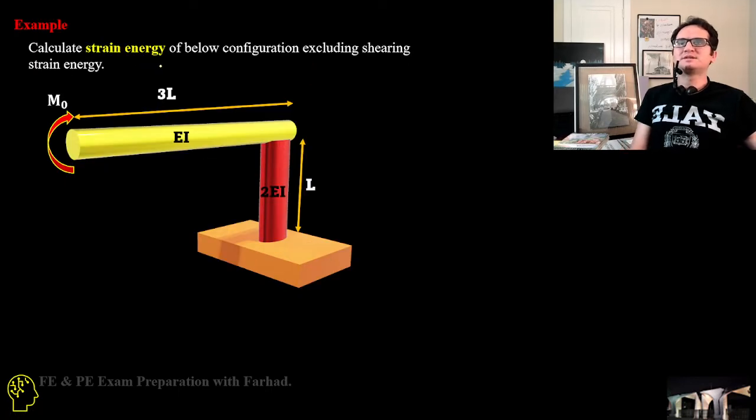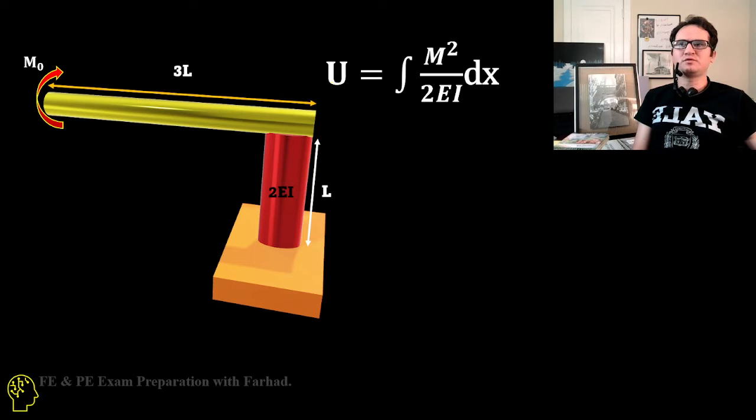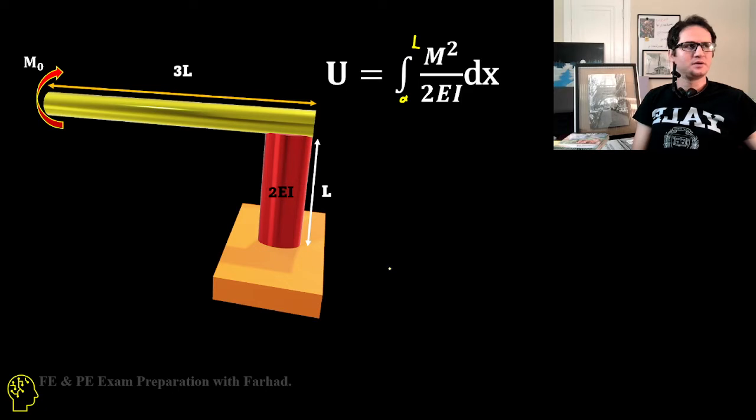So we want to calculate the strain energy of this configuration, excluding shearing strain energy. So just having the strain energy due to M naught, and that's a bending strain energy. Because we are excluding the shear, there's no need to calculate the strain energy due to R. If you remember the formula, strain energy U is the integral from 0 to L of M squared over 2EI times dx, over the length of our part.